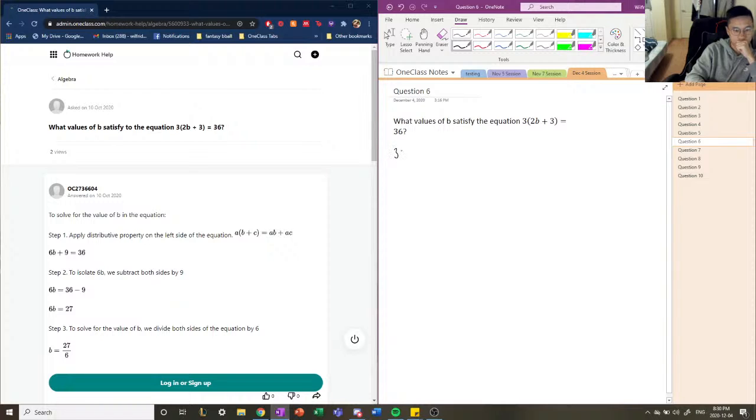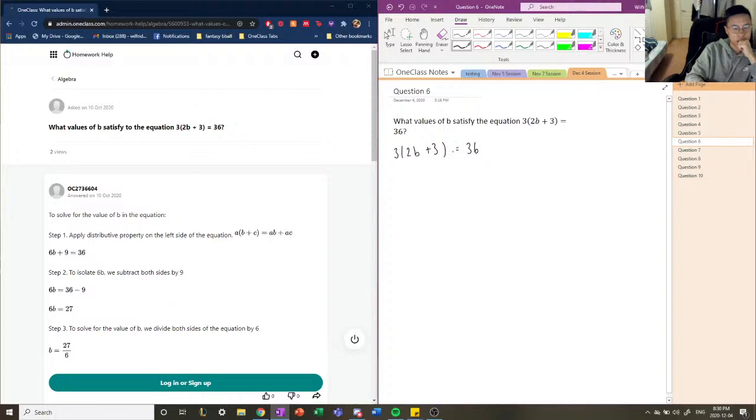So we have our initial equation, which is 3 times 2b plus 3 equals 36. So what I mean by isolating is that we're going to get rid of all of these constants and all these numbers, and just have b on one side and all the numbers on the other side. Okay?